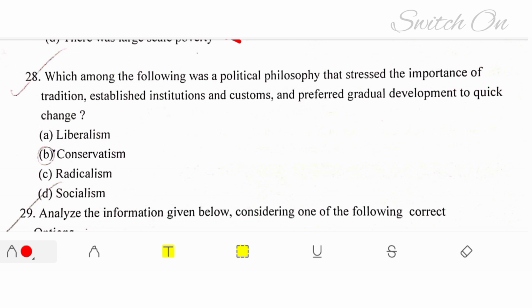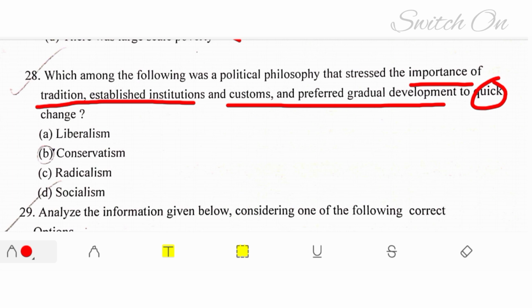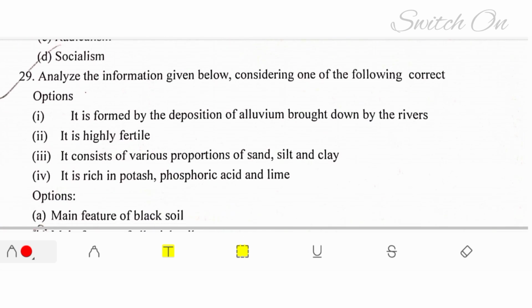Question 28. Which among the following is a political philosophy that stressed the importance of tradition, established institutions and customs, and preferred gradual development to quick change? So, because of quick change, the answer is conservatives.